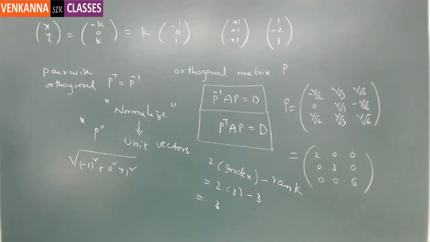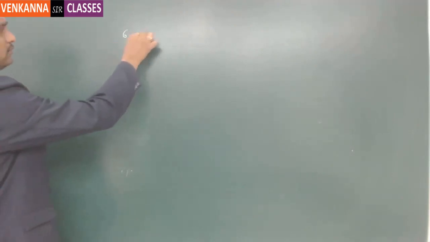If this problem is clear, I want to take one more problem on this model where eigenvalues are repeated. I want to discuss that case. Can I take that? Okay. Now, this is our problem: 6, minus 2, 2; minus 2, 3, minus 1; and 2, minus 1, 3.